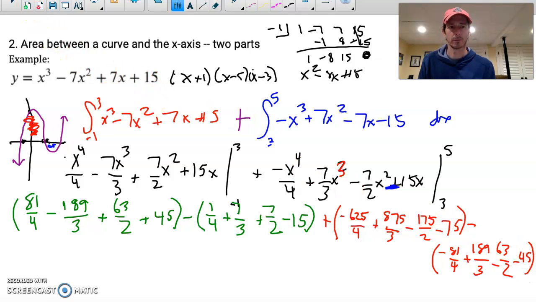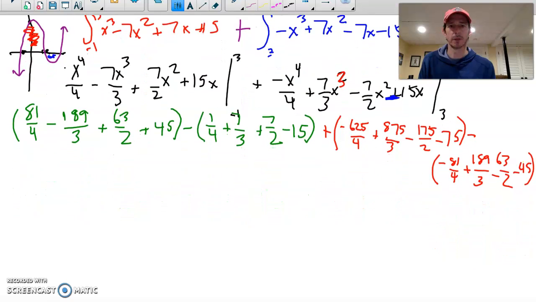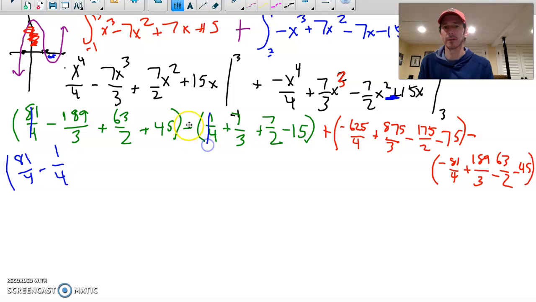We're going to scroll down a little bit and give myself some more room. I'm going to, and this is my own personal preference, combine everything that has a fourth with everything else that has a fourth, everything with a third. I'm going to combine common denominators and try to make my life a little easier. So first thing I'm going to do is put 81 over 4. That guy's gone. Minus a fourth. That guy's gone. And I'm distributing this minus to each of these as I go. Minus 625/4.